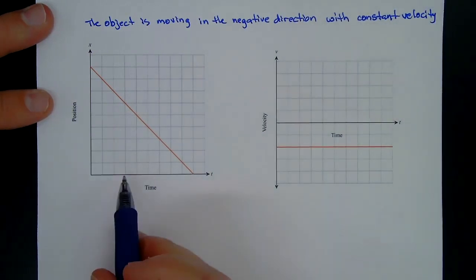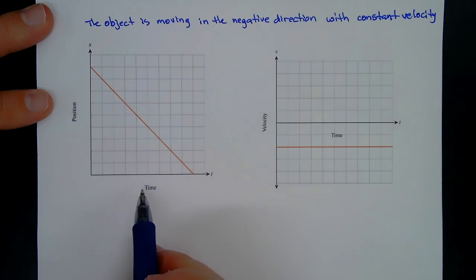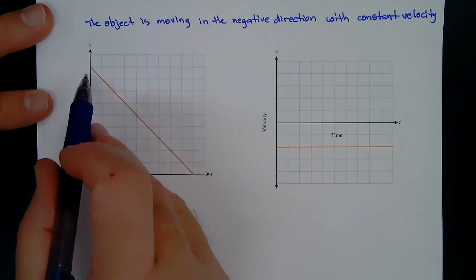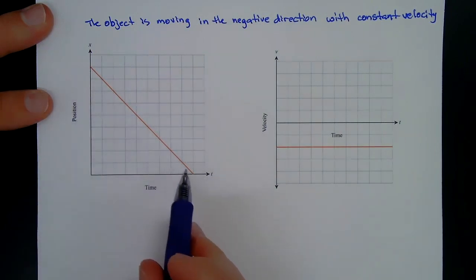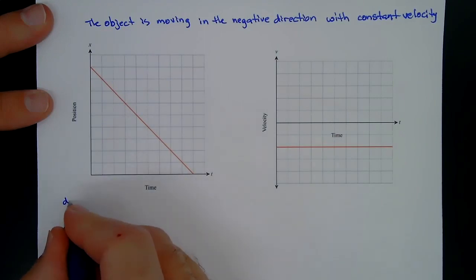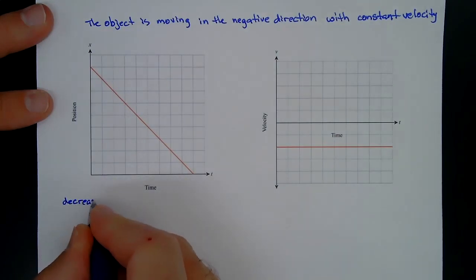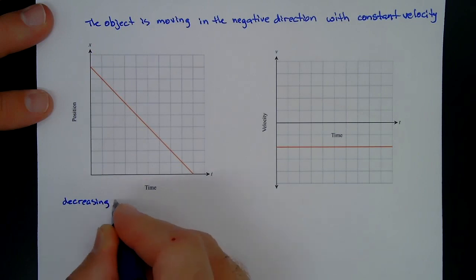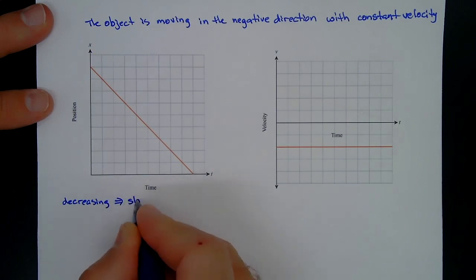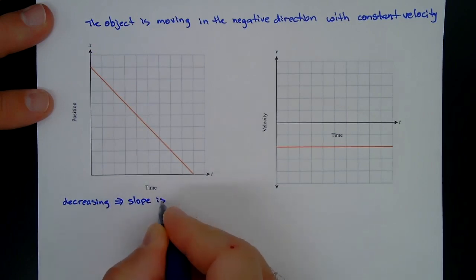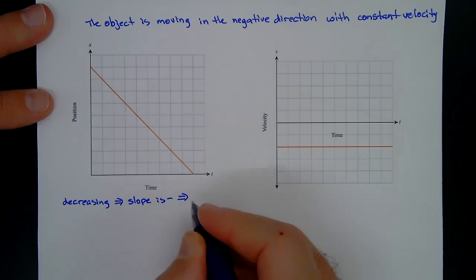So if you look at this graph, position time graph, right, we're going to get velocity by looking at the slope. The slope, this graph is decreasing. That tells me the slope is negative, which in turn tells me the velocity is negative.